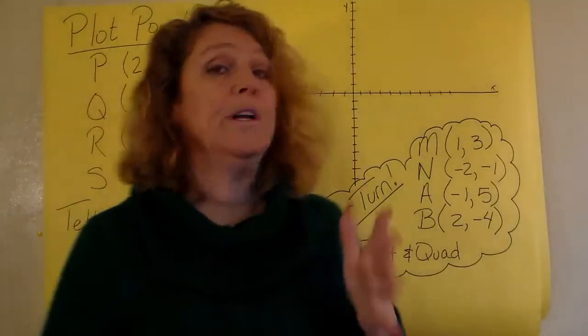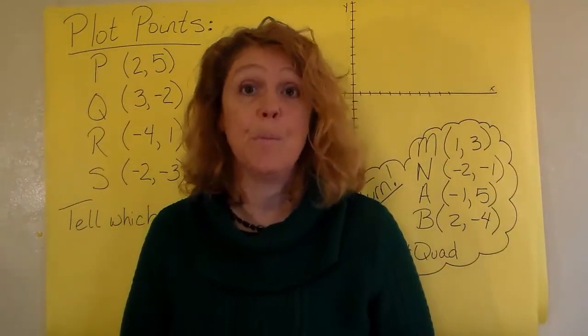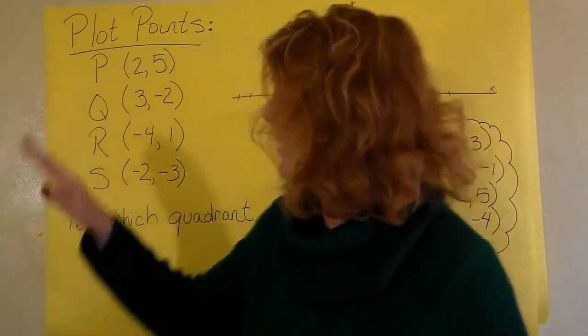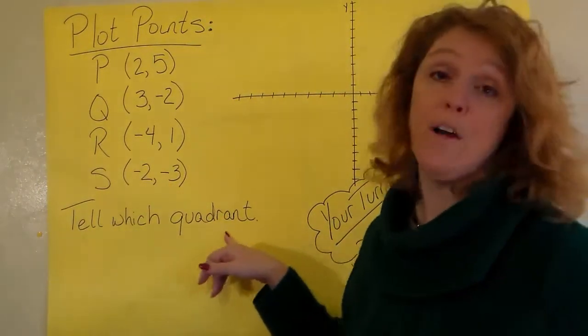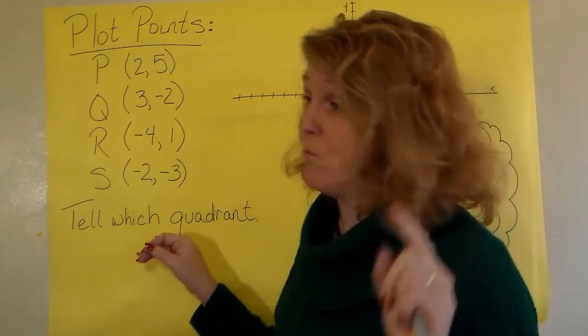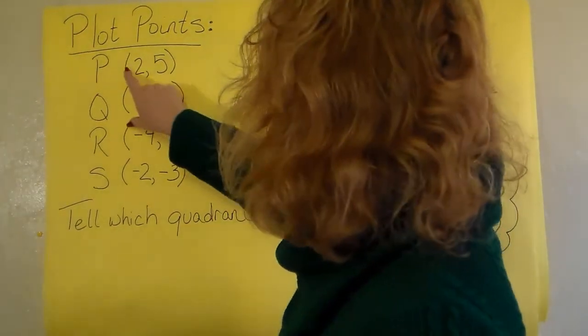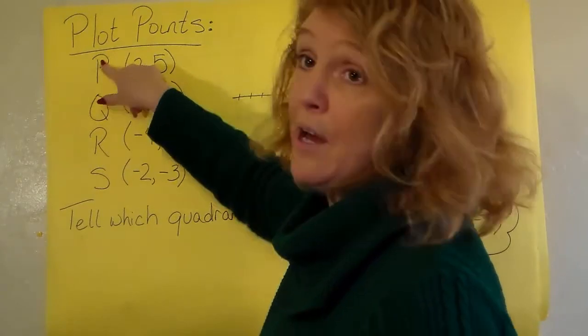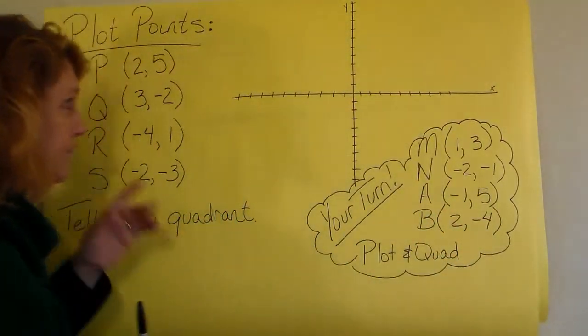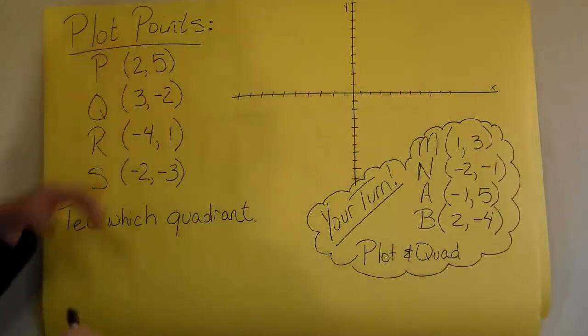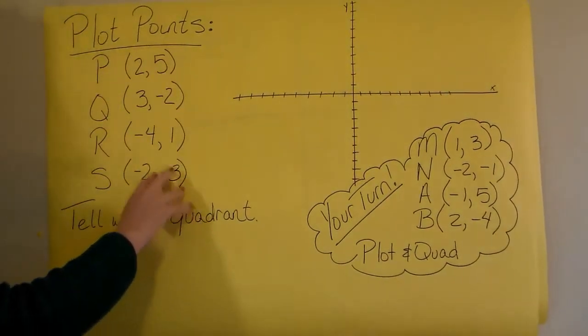Okay? So one of the things you're going to be asked to do is plot points. They're going to give you the points. They're going to ask you to tell which quadrant they're in, remembering, of course, that those are Roman numerals. And they're going to ask you to put the points and label them with our letters here. So, one more time, I'm going to walk you through it.